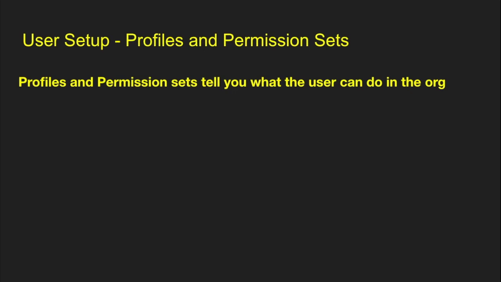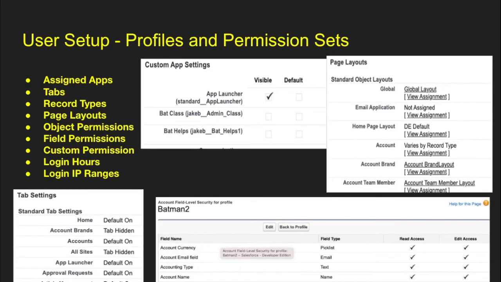Profiles pretty much tell you what your user can do in the org. What I mean by that is it specifies their object access, their field access, their app access, their record type access, all these things that they can do. They're saying that if there is an account that they have access to, these are the things that they can do. Like I said, with profiles and permission sets, we can see what assigned apps they have. We can see the tabs they have access to, the record types, page layouts, object permissions, field permissions, custom permissions, login hours, and login IP ranges as well. So those are all the things that we can set up on a profile and permission set.